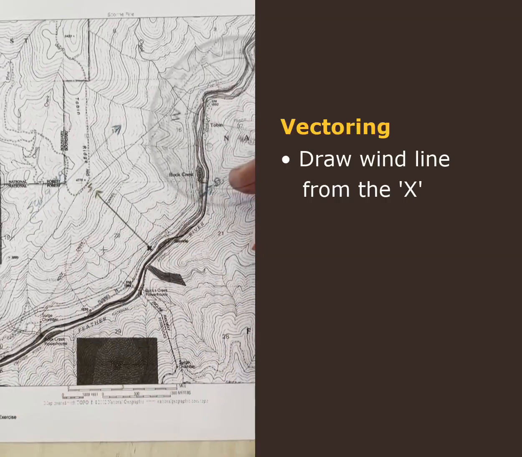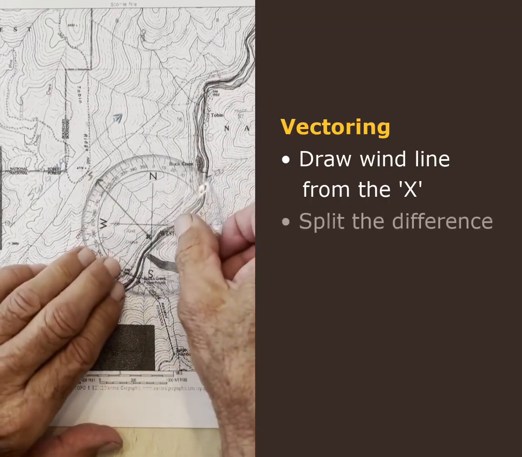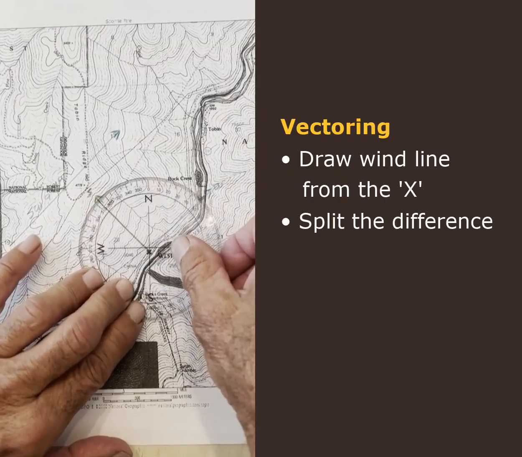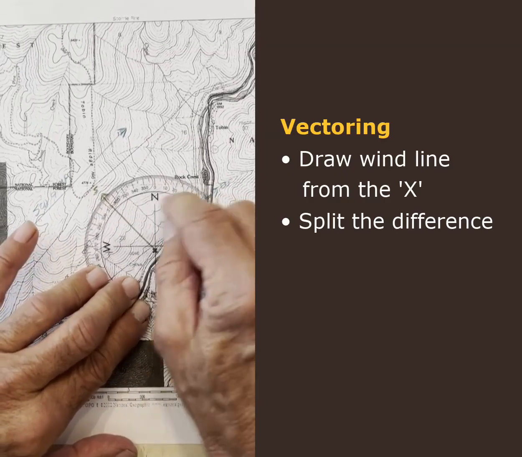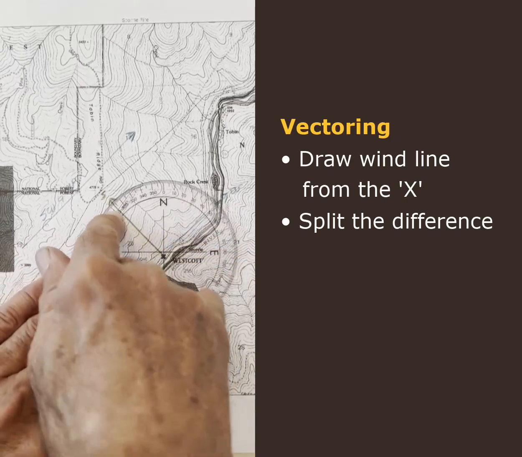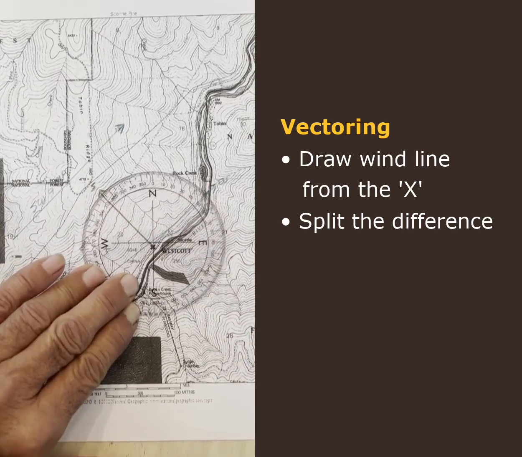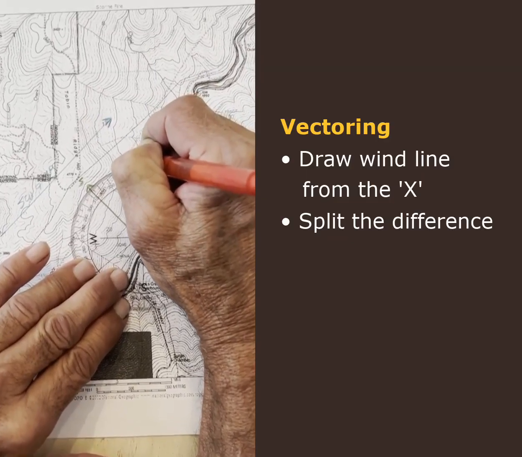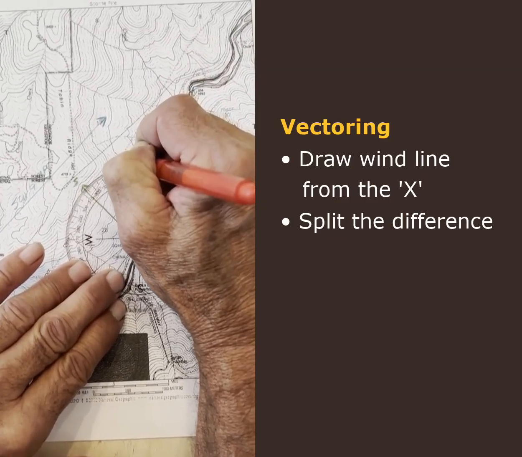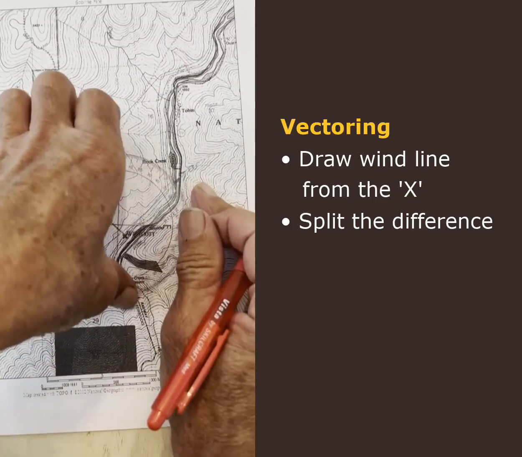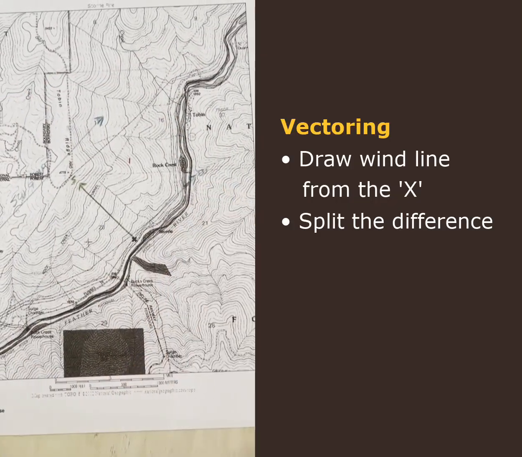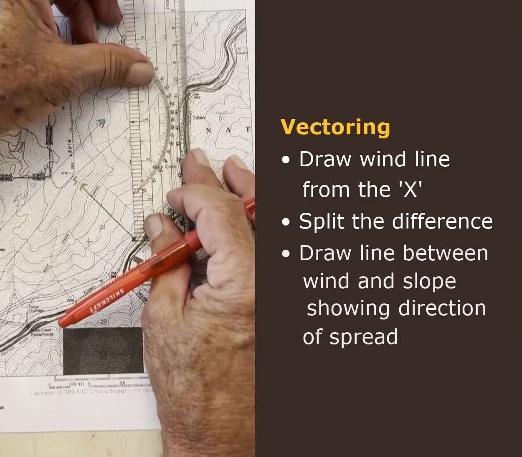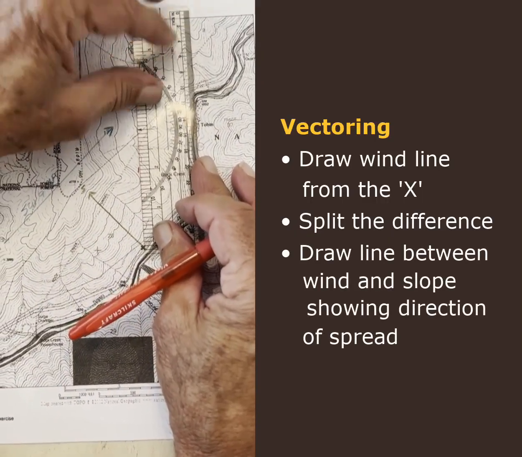So basically now what we're going to do is split the difference. Looking, we're probably close to 50 and a little bit over 310. So that's going to put us somewhere just below the north. So I'm going to make a tick here. And this will show our direction of spread up the slope.